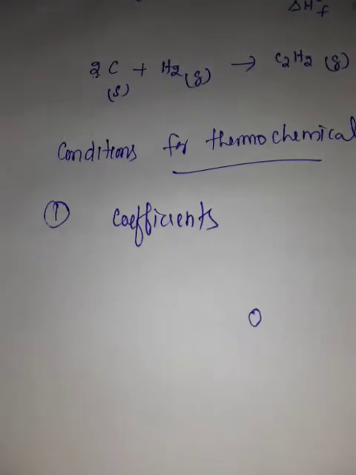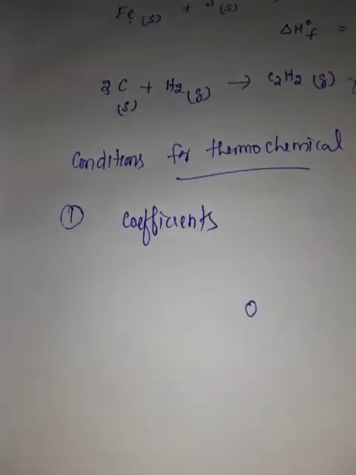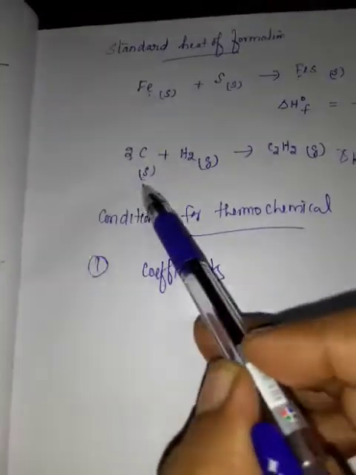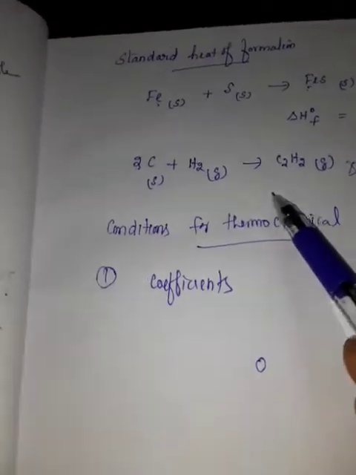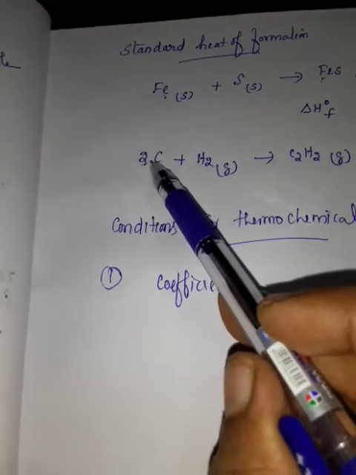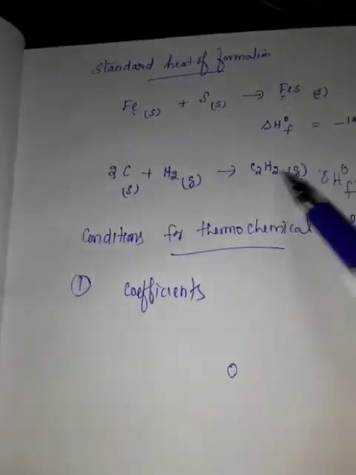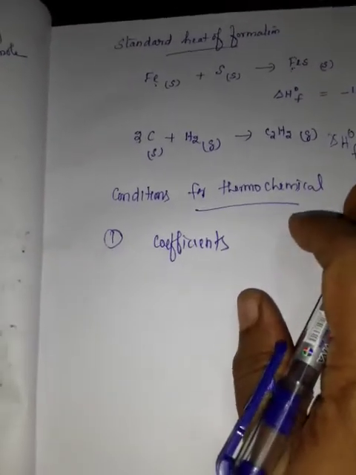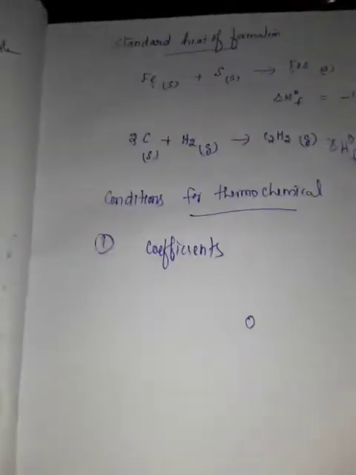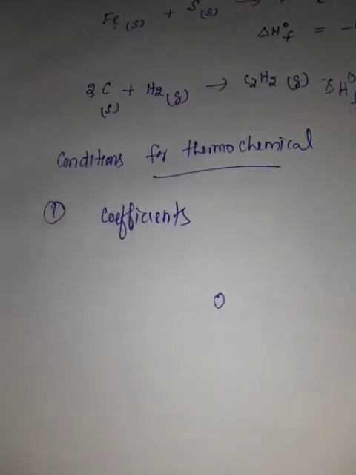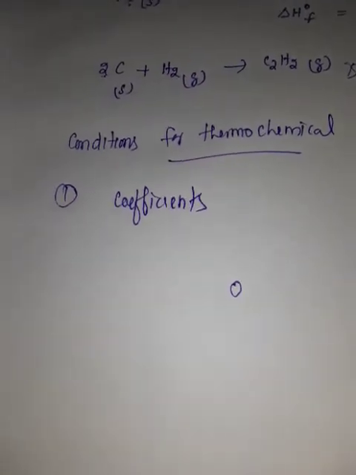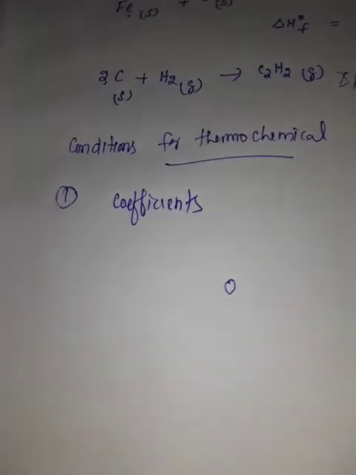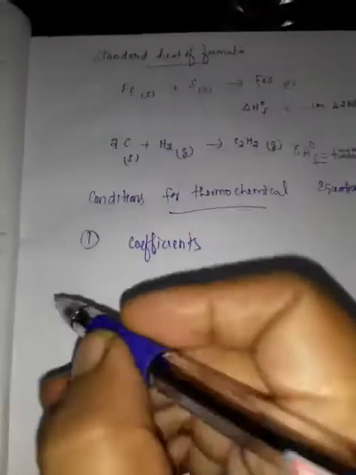What do the coefficients refer to? See, this is the reaction. This is the reactant side and this is the product side. Here the coefficients mean the moles of the reactants, and on the product side, the moles of the products. So the first point: the coefficients in a balanced thermochemical equation refer to the number of moles of reactants and products involved in the reaction.